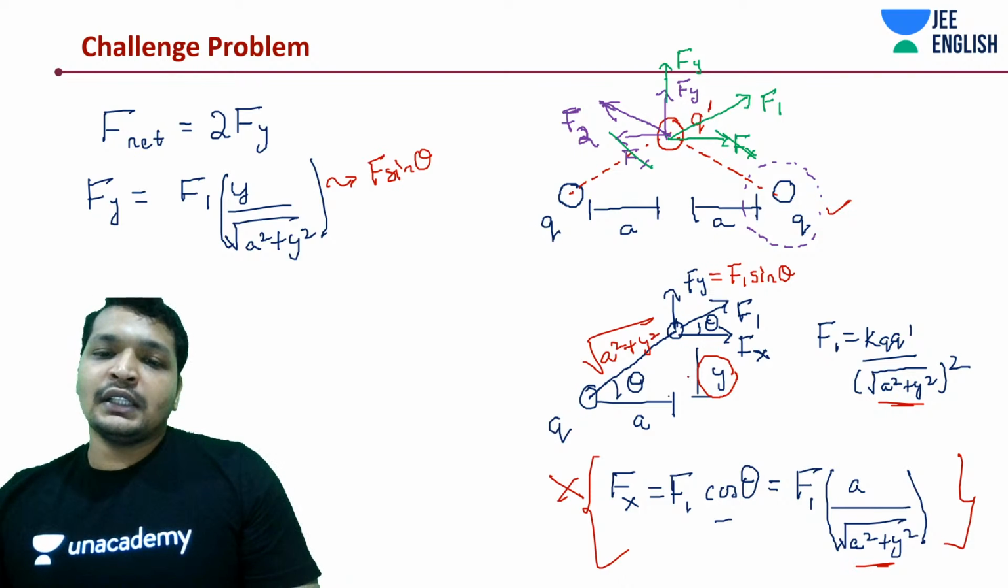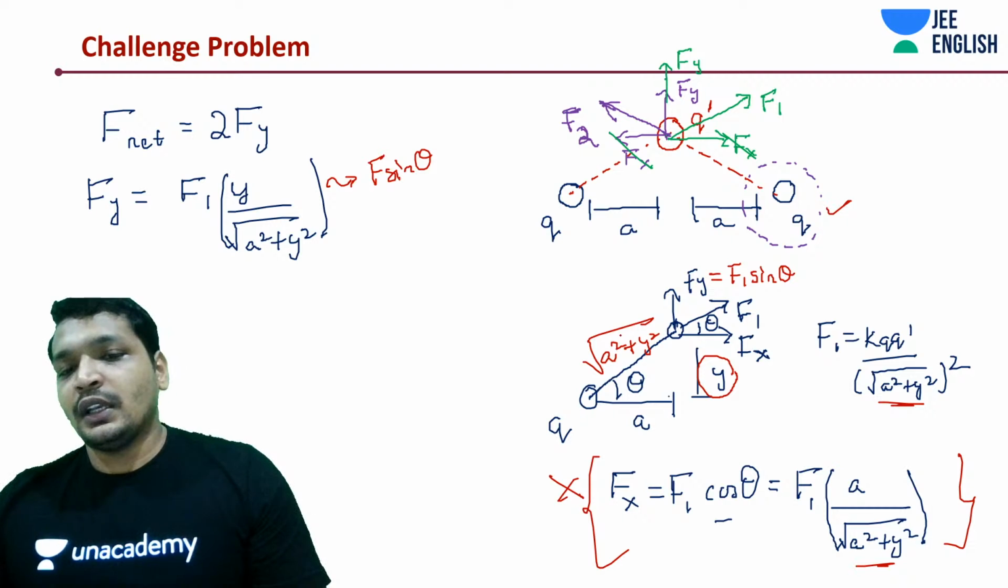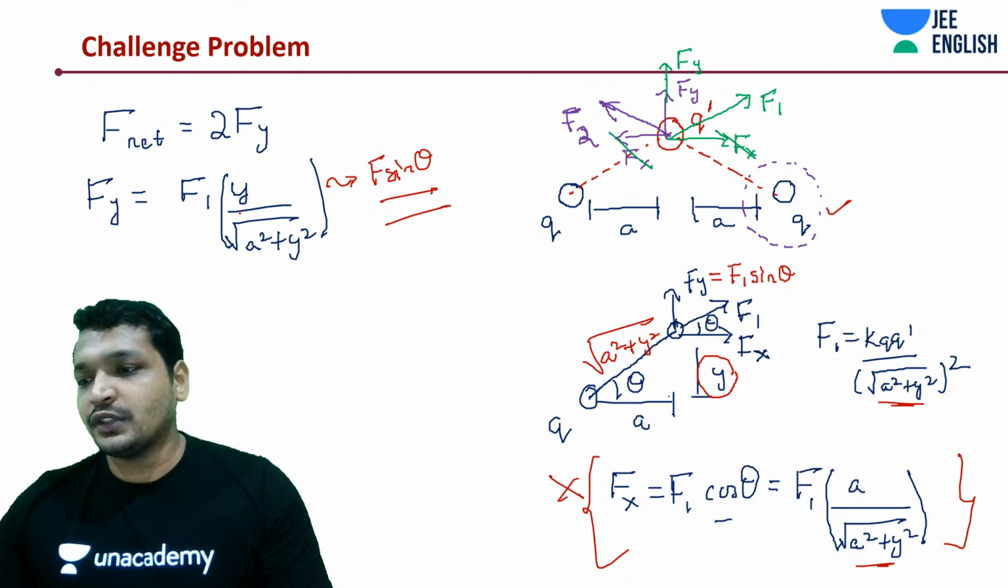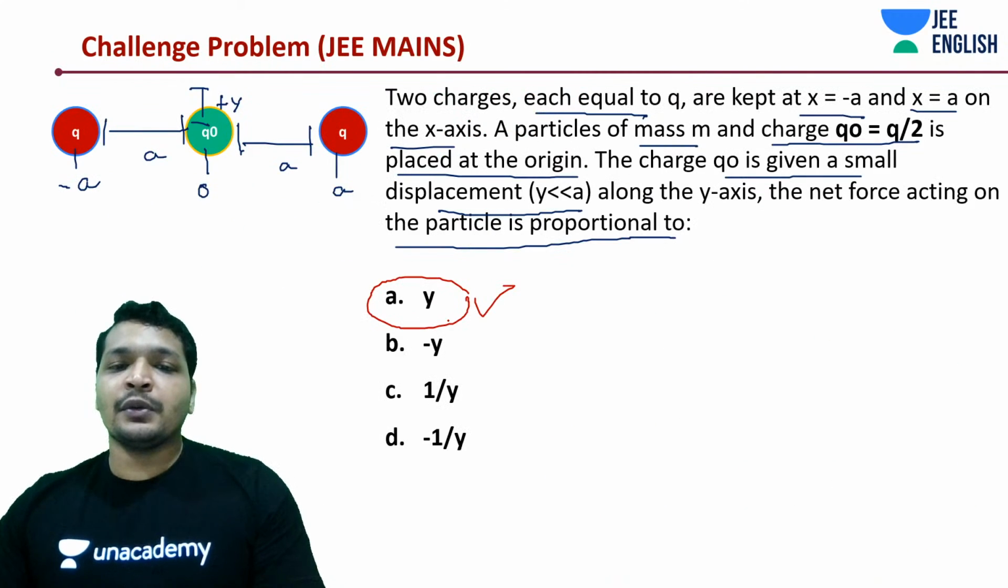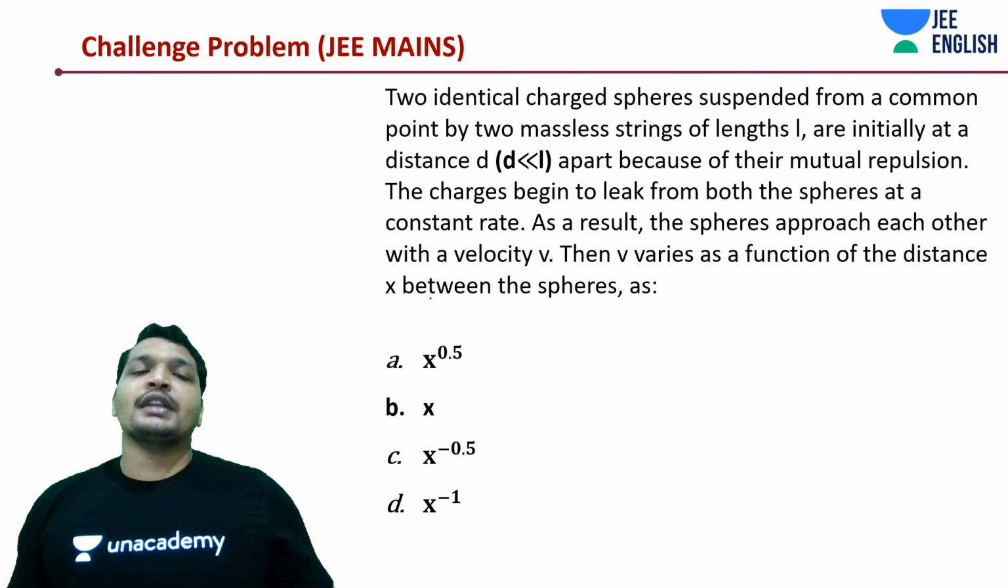And how do you find out sine theta? Sine theta would be y divided by under root a square plus y square. That's what I did. Okay, that is going to be Fy. F1 into y divided by under root of a square plus y square. So your force is going to be proportional to y. Simple. Alright, let's move on to the next question then.